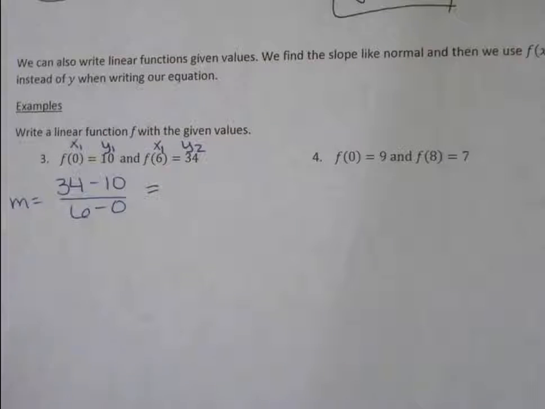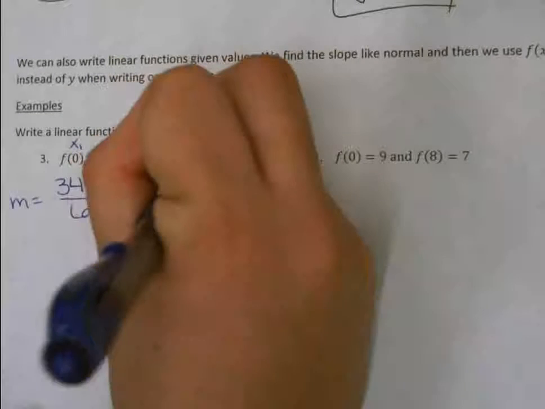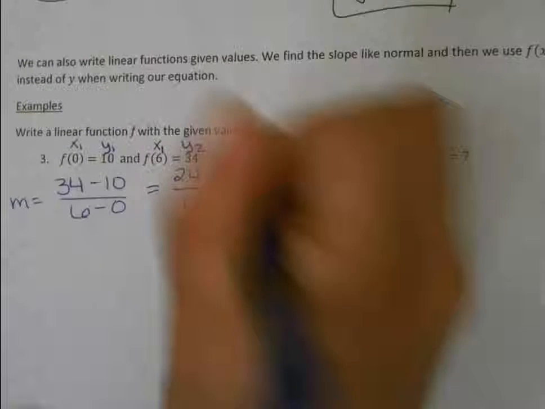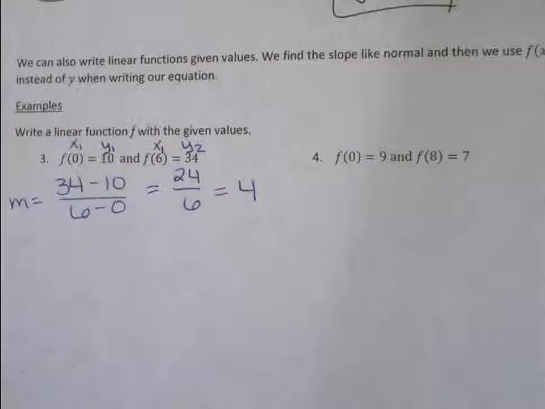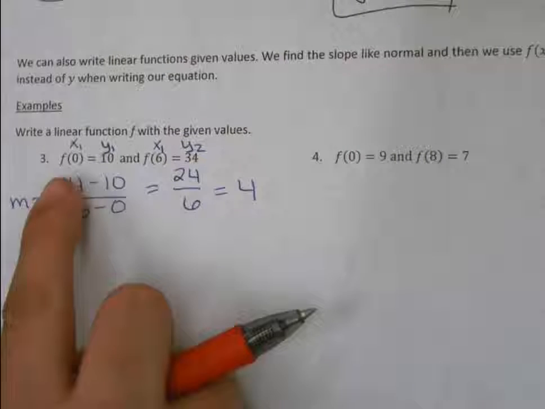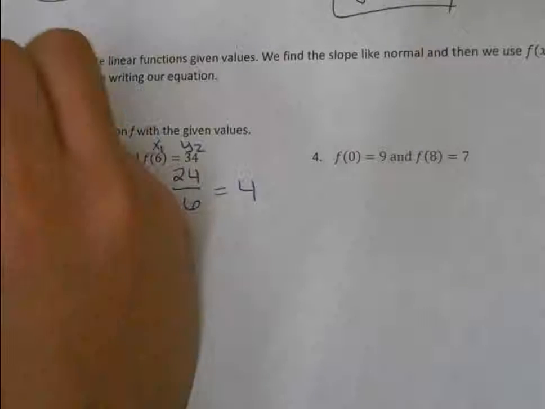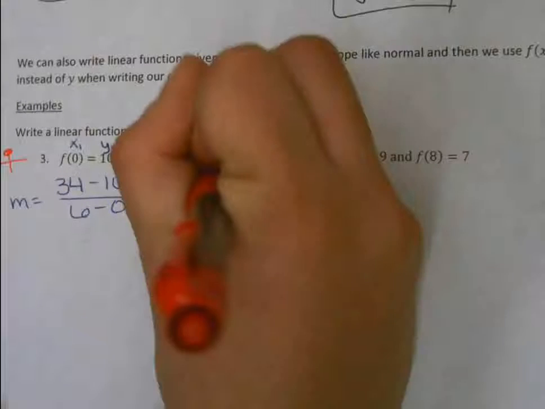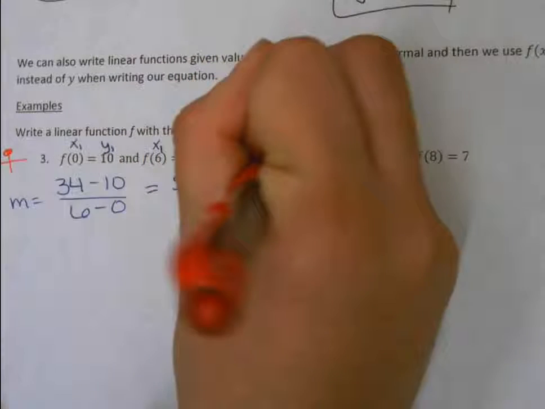What is 34 minus 10? 24. 6 minus 0? 6. 24 divided by 6? 4. So then, just like before, you see how I have the f of 0 equals 10? This one is saying my y-intercept is somewhere up there. So my y-intercept for number 3 is going to be 10.